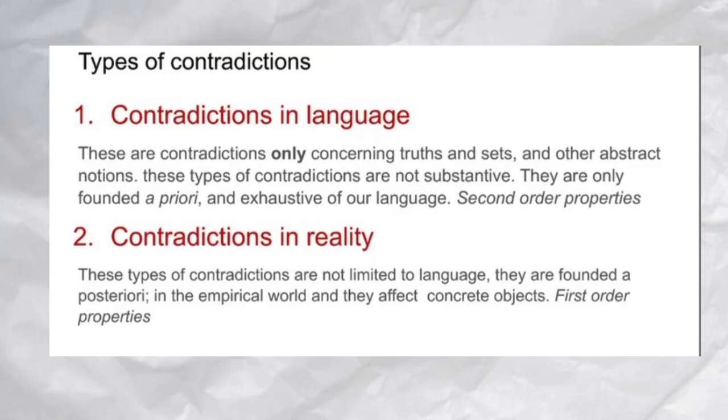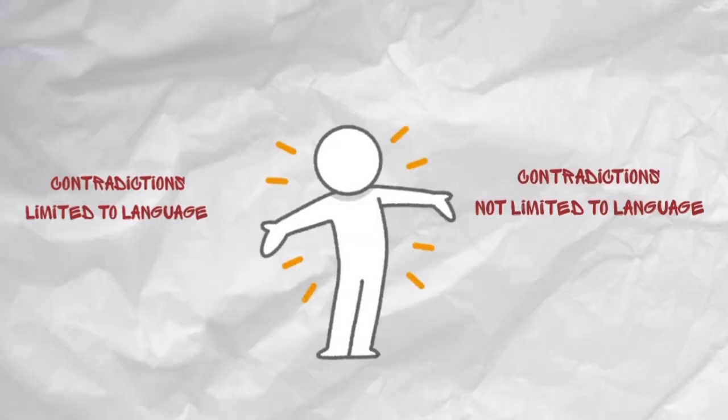Second-order properties. Contradictions in reality. These types of contradictions are not limited to language. They are founded a posteriori, in the empirical world, and they affect concrete objects. First-order properties. In this video, I'm going to be explaining why both versions of dialetheism are true, starting with the stronger claim that there are contradictions in reality.